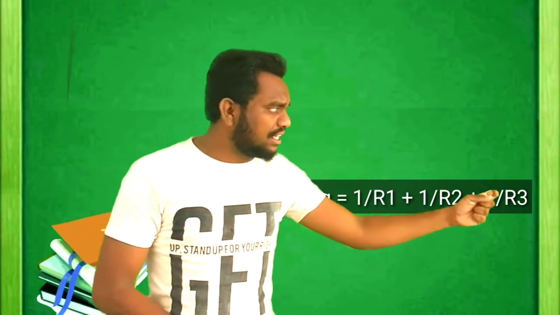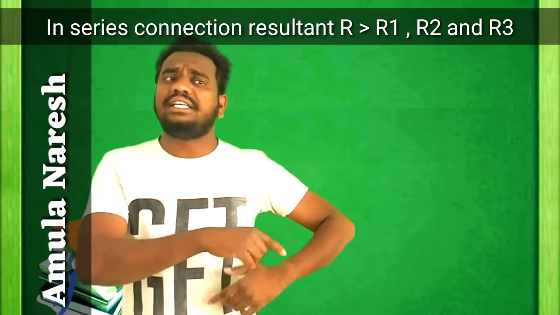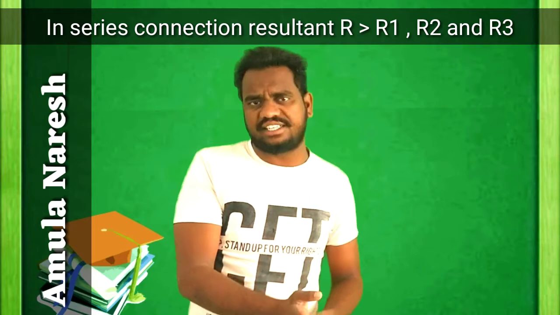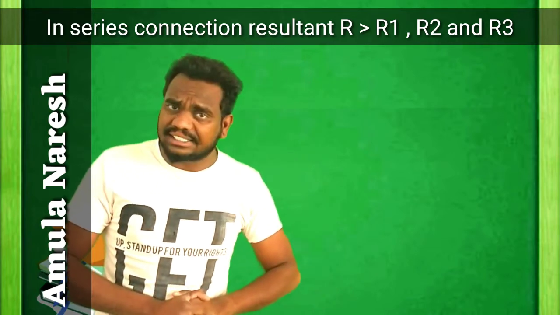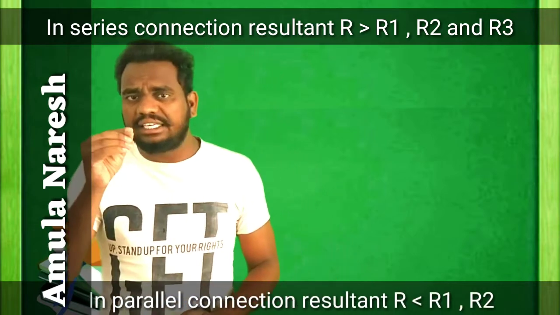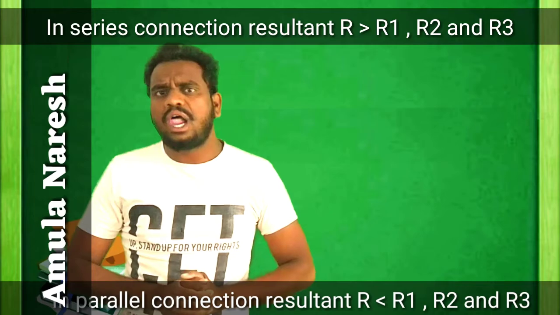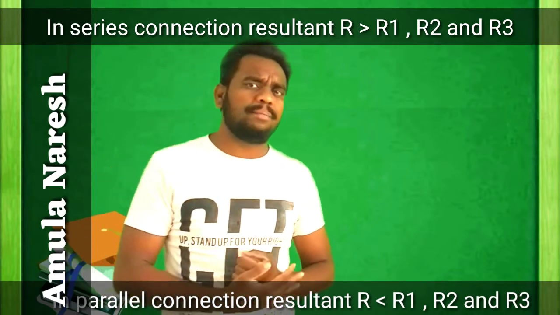plus 1 by R3. By this we can conclude that the resultant resistance of resistors connected in series is more than the individual resistors, whereas the resultant resistance of resistors connected in parallel is less than every individual resistor. This is regarding resistors, resistance, EMF and voltage.